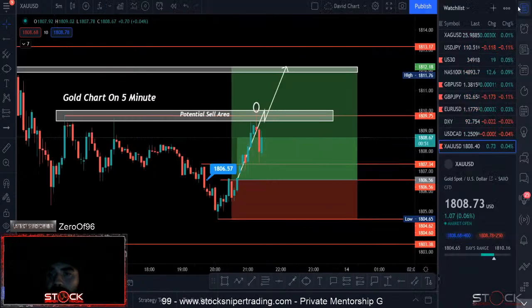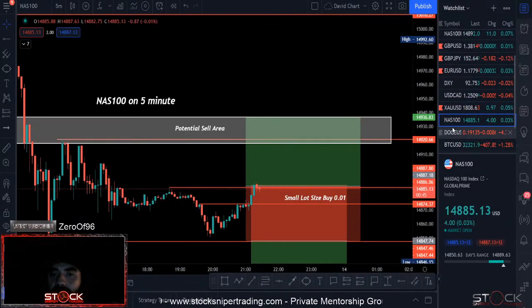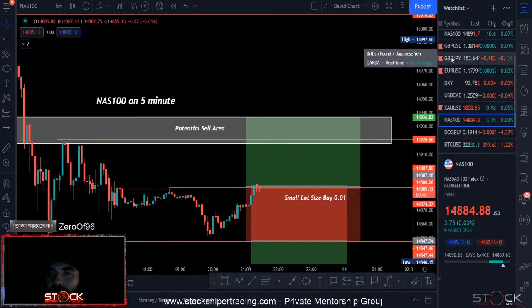Euro I'll look at in a second, but I want to see what's going to happen with gold here. Nasdaq is kind of little selling off. Not really, it's just kind of hovering. Okay. I don't like it right now.